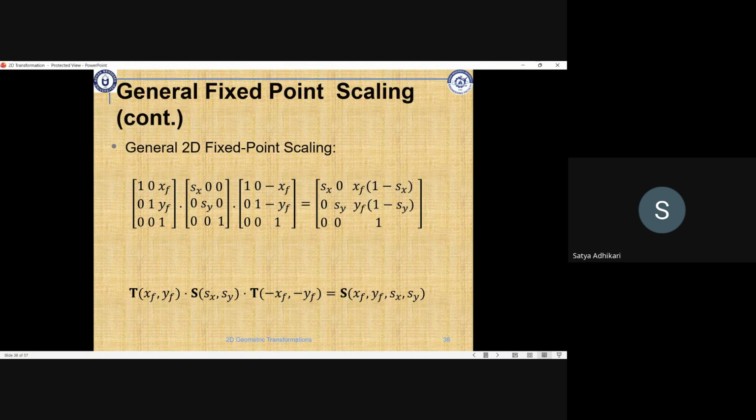So here also we are able to perform how many operations? 3 operations: translation, scaling, and then inverse translation. That is also one type of composite transformation. So do not forget the benefit of representing it in homogeneous coordinates.